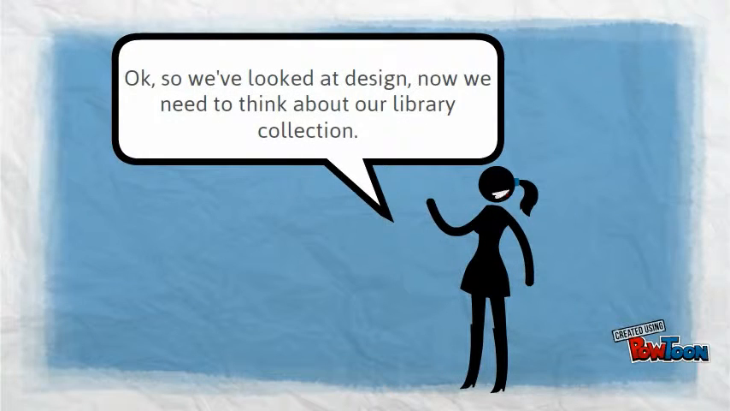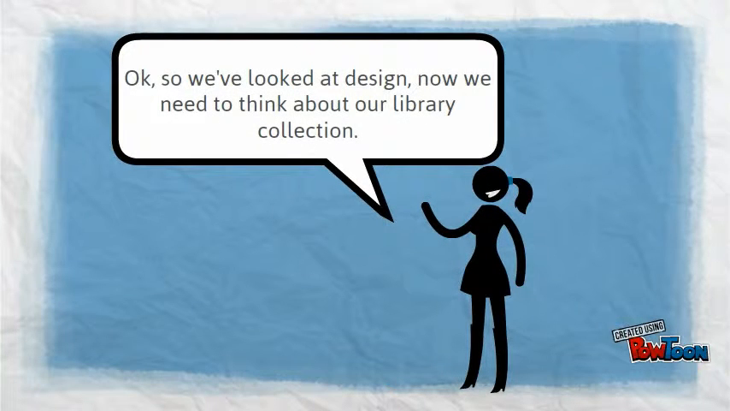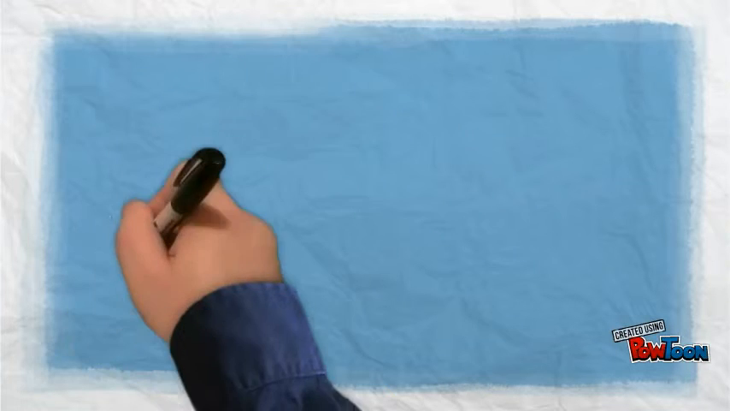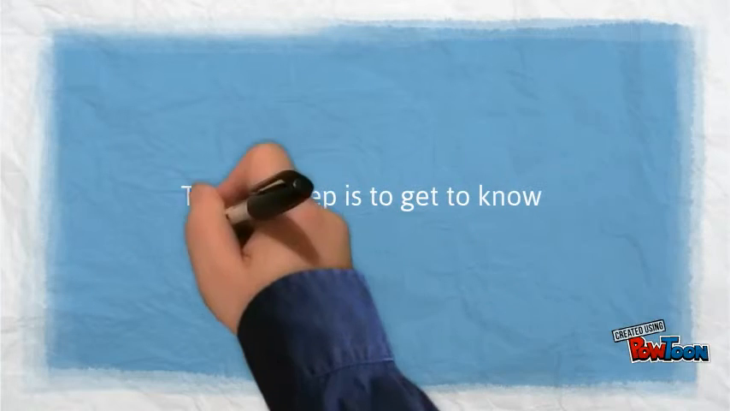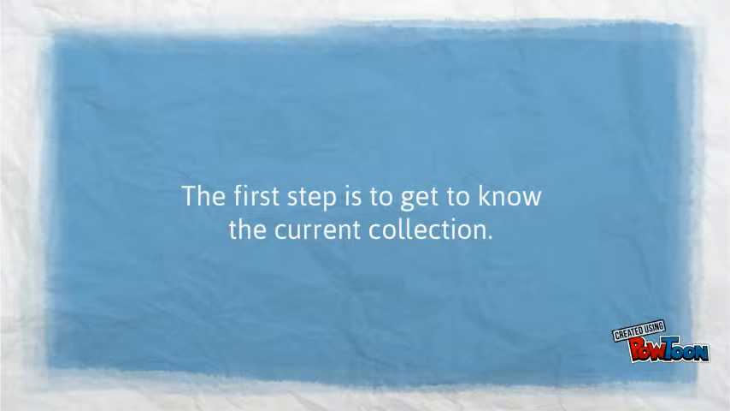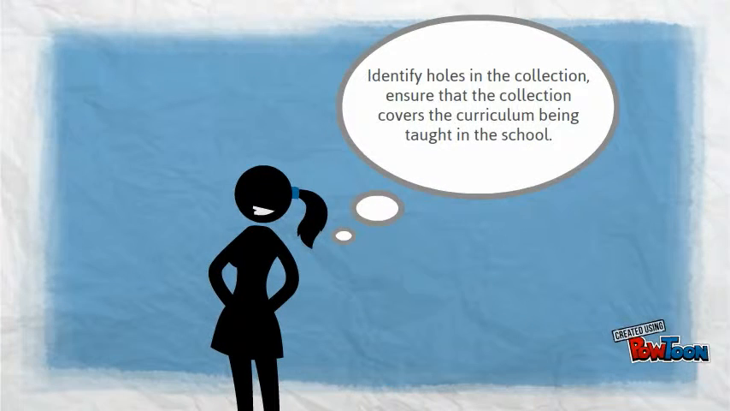Okay, so we've looked at design. Now we need to think about our library collection. The first step is to get to know the current collection. Identify holes in the collection. Ensure that the collection covers the curriculum being taught in the school.